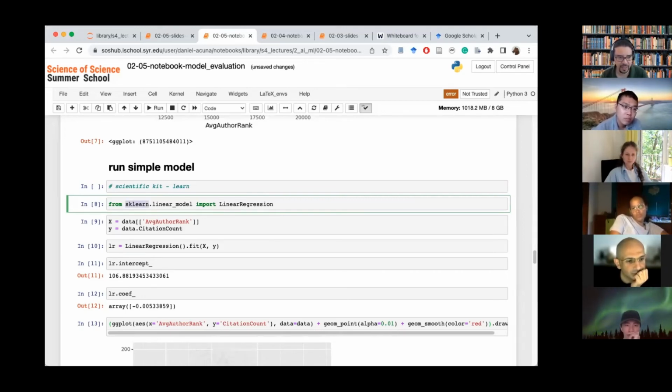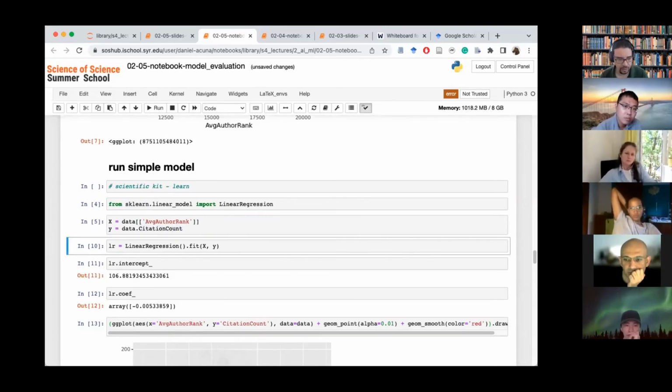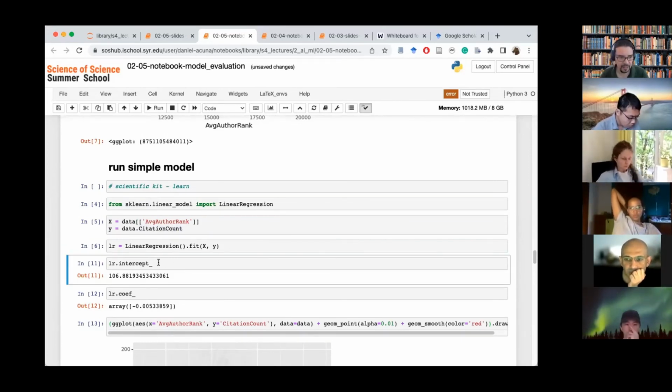Okay, so from scikit-learn, I will use a linear model. This is just linear regression. My features is just going to be the average author ranking, and my prediction is going to be the citation count. So I will fit the data, and this will be a linear regression.